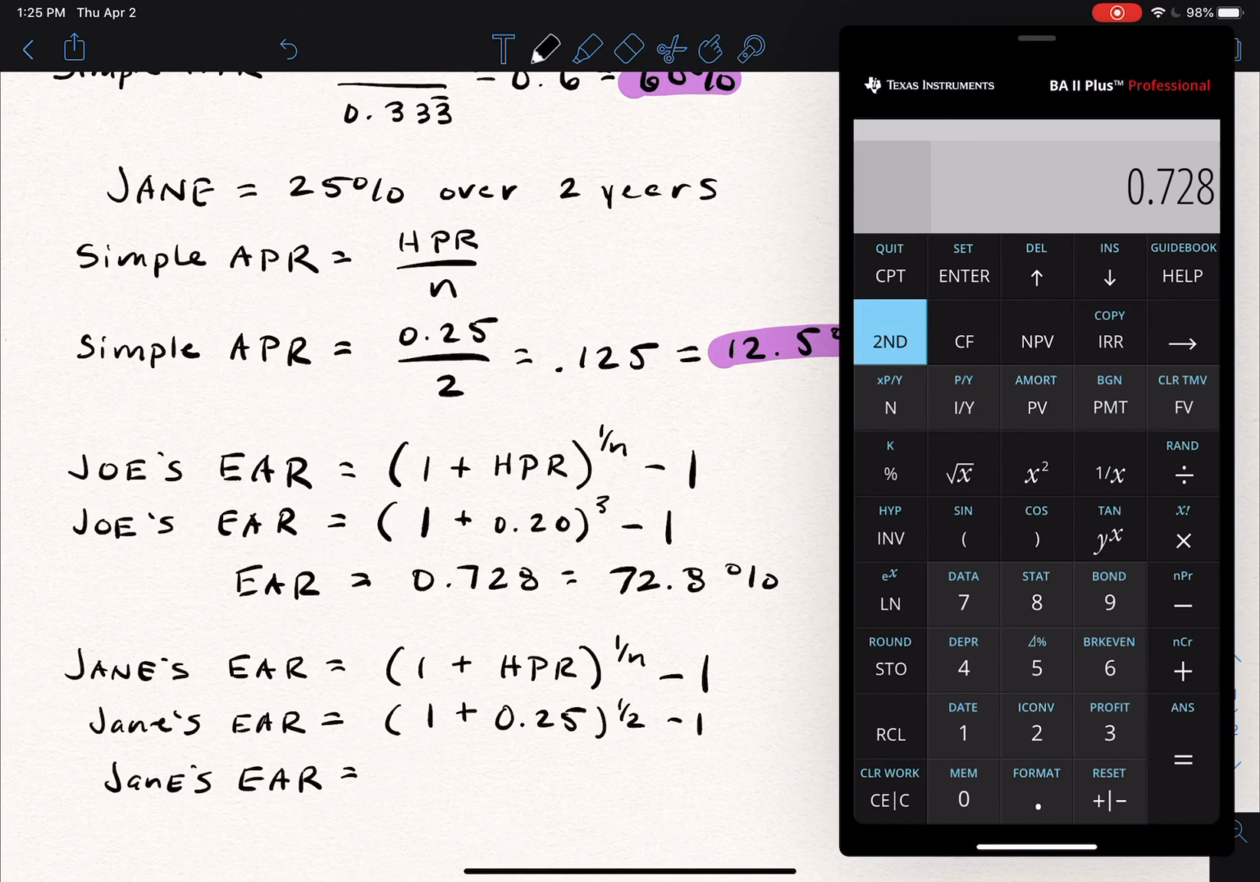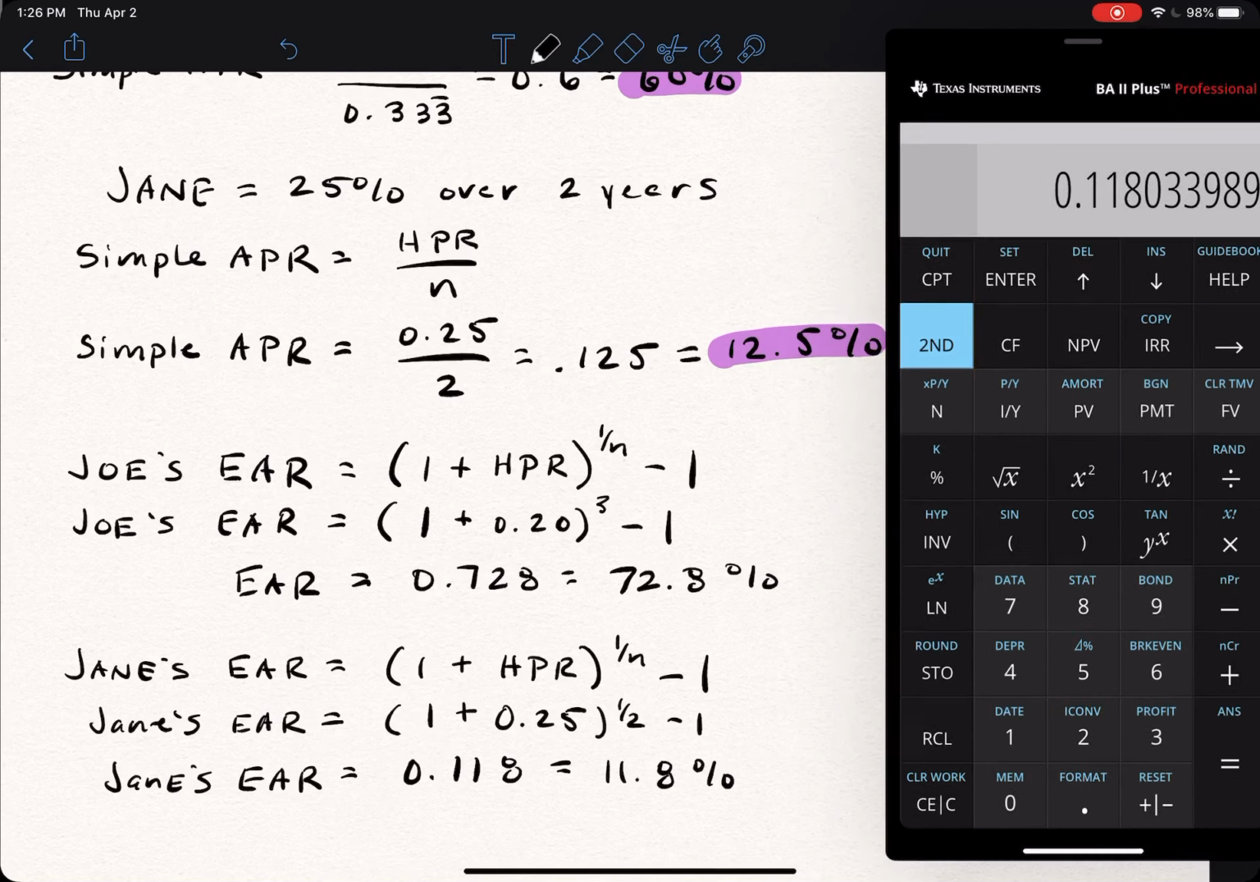So let's pull that out. Let's see, 1 plus 0.25, 1.25. I'm going to raise that to the 0.5, which is the same as 1/2, equals, so far so good, minus 1, and I get 0.118. We'll just round to the third decimal here, which then converts to 11.8%.